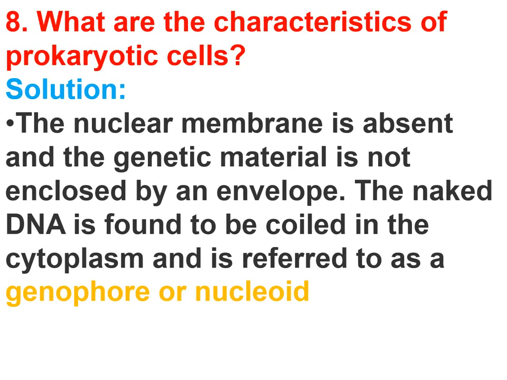Next is question number 8 of NCERT. What are the characteristics of a prokaryotic cell? So the answer is, the first characteristic is the nuclear membrane is absent in the prokaryotic cell and the genetic material is not enclosed by an envelope. If the nuclear membrane is absent, we can say genetic material is not enclosed. The naked DNA, or you can say the naked genetic material, is found coiled in the cytoplasm and it is referred to as the nucleoid, or it can also be called the genophore.